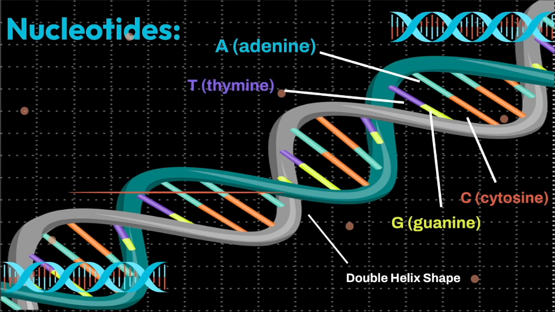Each pairs specifically with its complementary nucleotide partner. Adenine pairs with thymine, and cytosine pairs with guanine. The specific arrangement of the nucleotides determines the unique genetic code of an individual, dictating traits and characteristics.